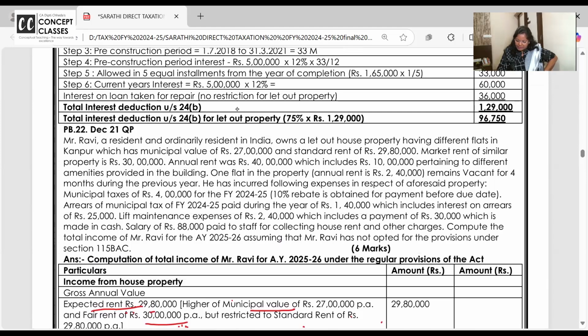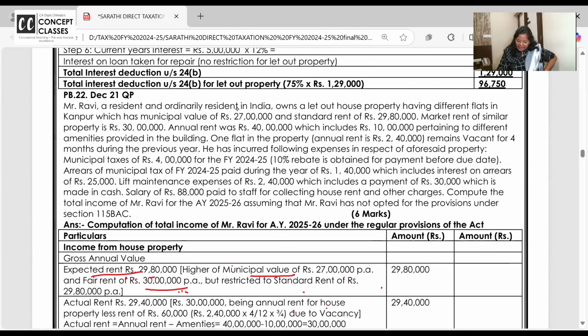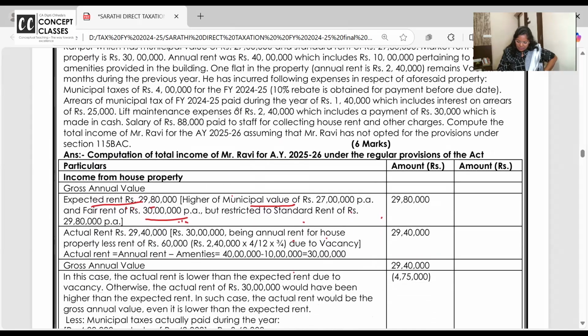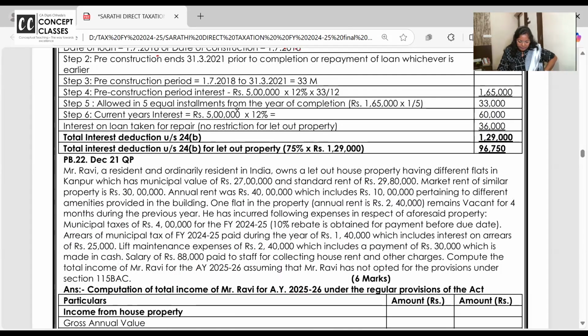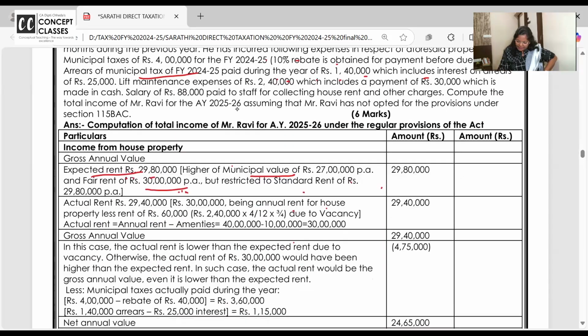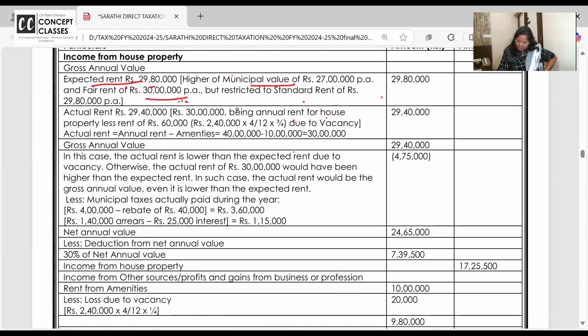You can do both the sums as homework. This is also very nice. Routine only, but some other details are also there. 10% rebate for the payment. Arrears also. They have received the municipal tax of 24-25 paid is 1,40,000.